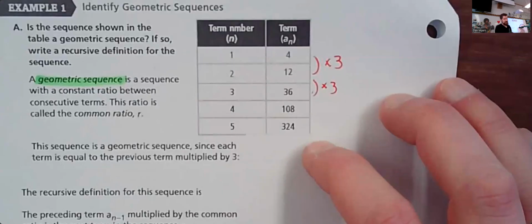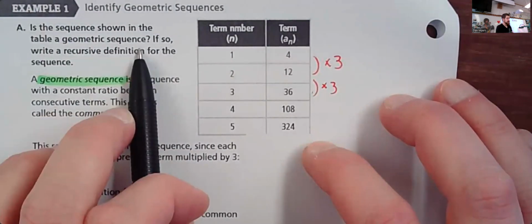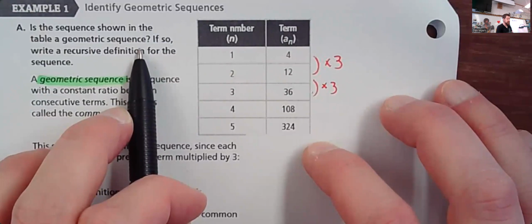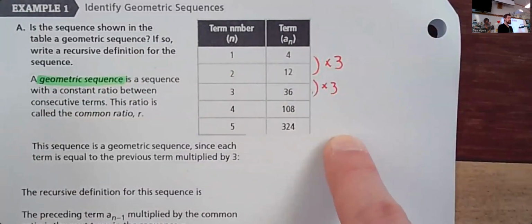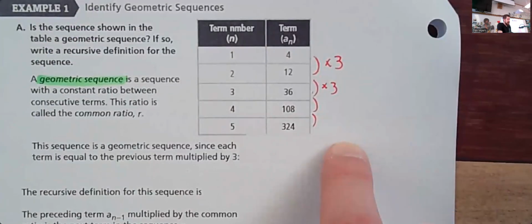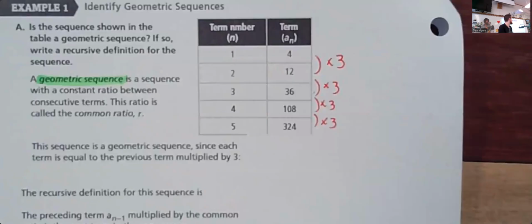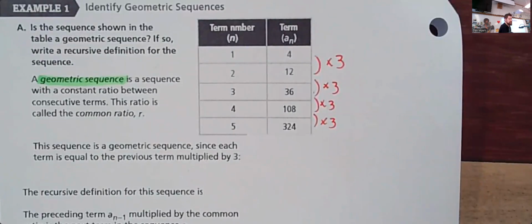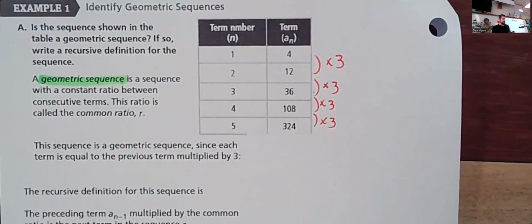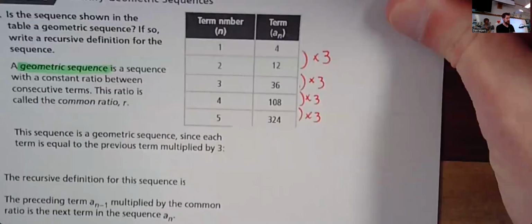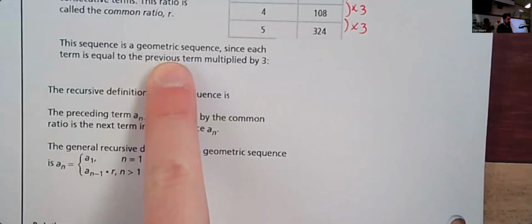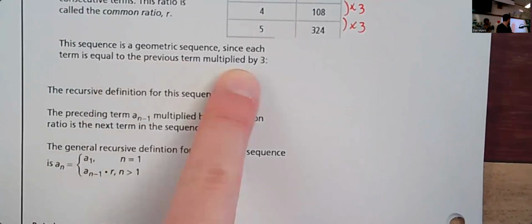Now, because it's asking us, is it a geometric sequence? In order for it to be a geometric sequence, we must have a common ratio. As long as we're multiplying by the same factor, the same value every time, that gives us a common ratio, which makes it a geometric sequence. So times 3, times 3. It's all multiplied by 3. So everything is 3 times the previous. So the common ratio is 3. The sequence is a geometric sequence since each term is equal to the previous term multiplied by 3.